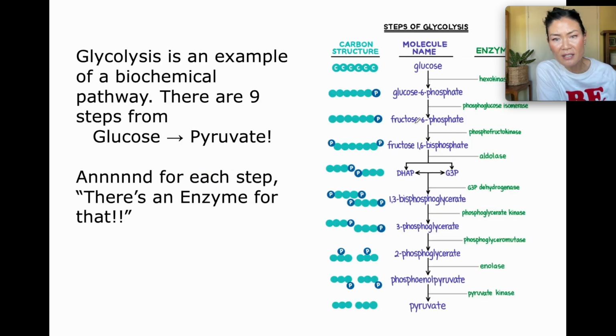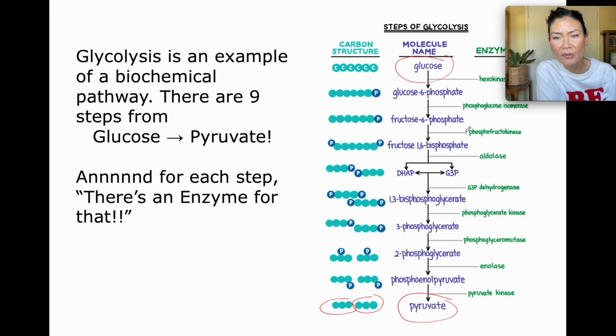So these are the 9 steps that I was talking about, okay? You start off with glucose, you end up with 2 pyruvate, 1 here, 1 here, okay? 9-step process. You'll notice that there's an enzyme for every step. Hexokinase is the first enzyme for the first step.